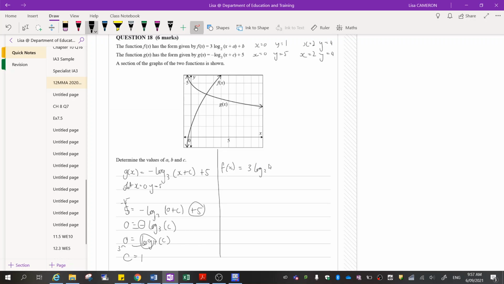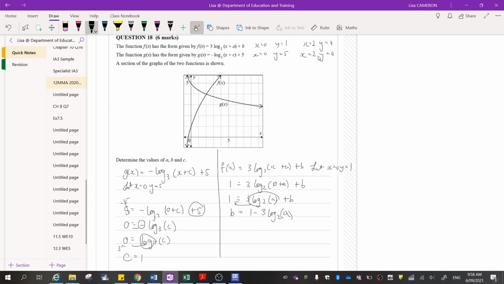f(x) equals 3 log base 2 of (x plus a) plus b. And we're going to let x equal 0, y equal 1. So 1 will equal 3 log base 2 of (0 plus a) plus b. So this will let us rearrange it. And when I take all of this to the other side, I'll be left with b equals 1 minus 3 log base 2 of a. So now I've got an expression for b.